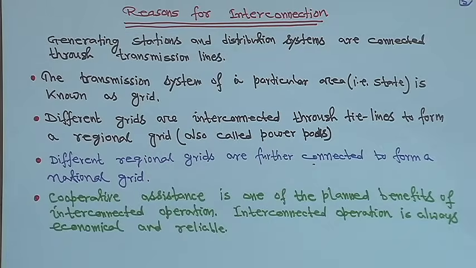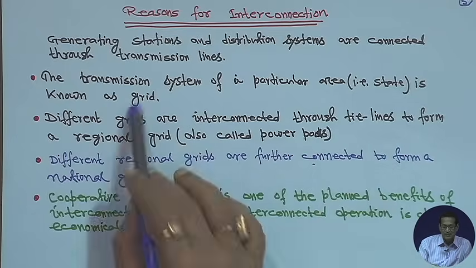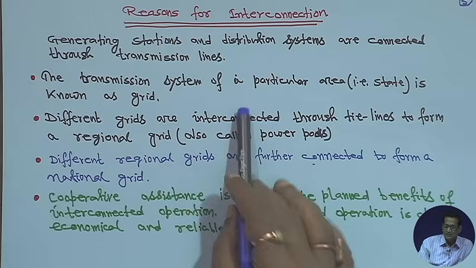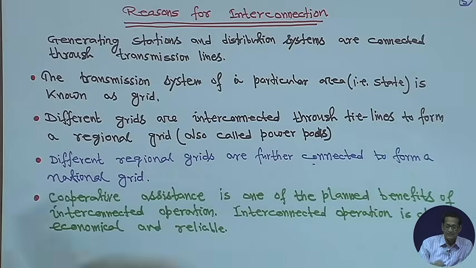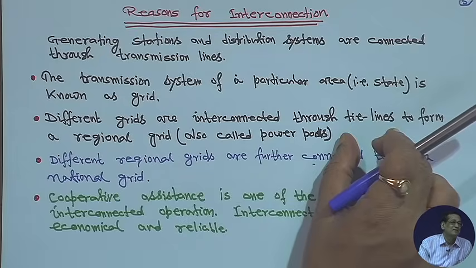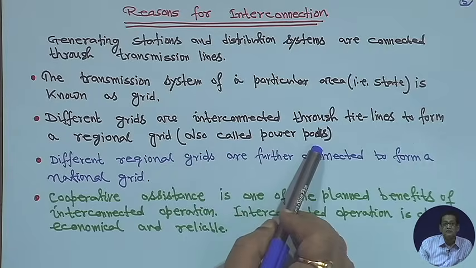It has to be, because bulk power will transfer through transmission lines only. The transmission system of a particular area, say a state, is known as a grid. Now different grids are interconnected through tie lines. A tie line means a three-phase transmission line, to form a regional grid, also called power pools.